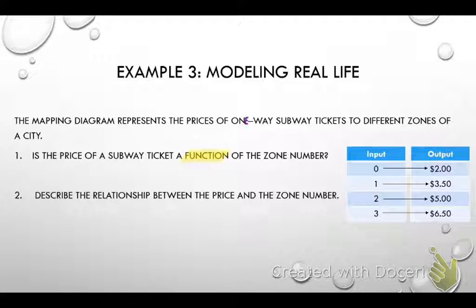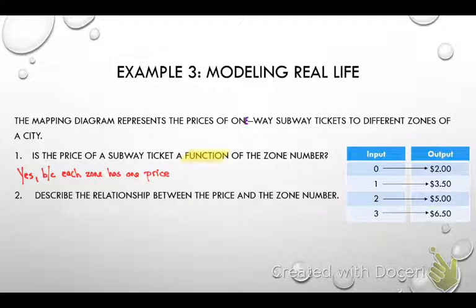Function. What makes a relation a function? Each input has one output. Okay, so I look at my input values and my output values. Does it match that criteria? Yes, it does. So I say yes. But now here's the catch for example 3. You have to call the categories what they are. The input values stand for the zones. Each zone has one price.